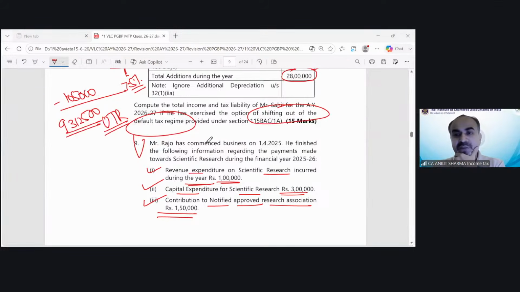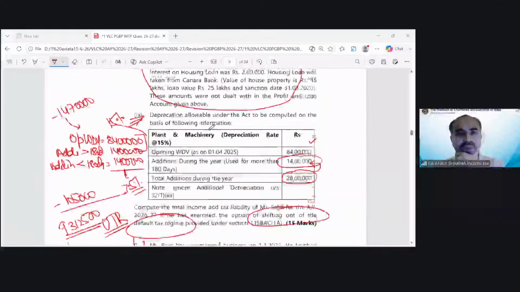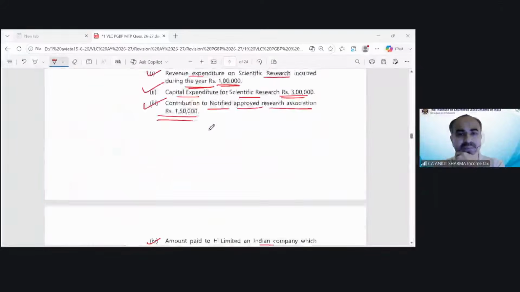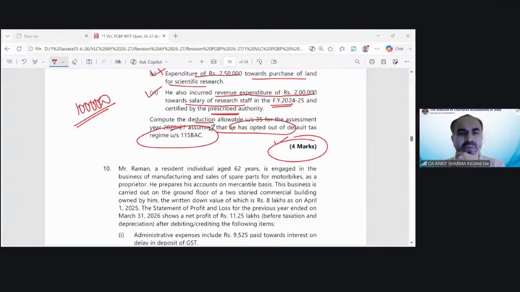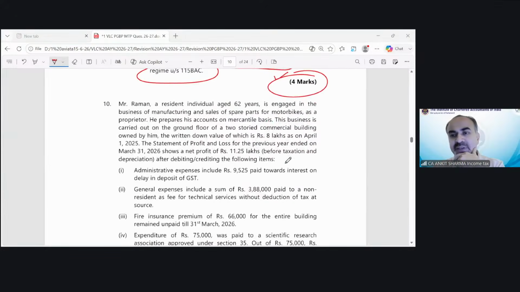Point 6 is previous salary. Why allowed? Lakshmi is asking. Revenue expenditure of 2 lakh, because for 3 years you can claim that salary. No? So in this year it has been certified, so you can claim that. I was asking something else.